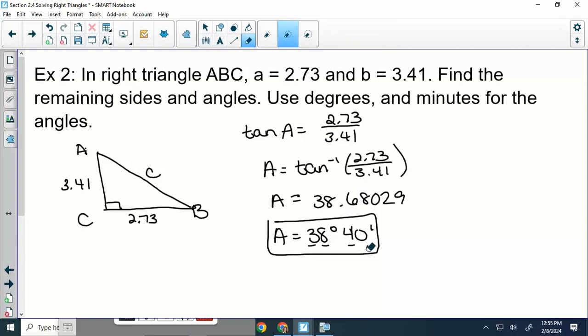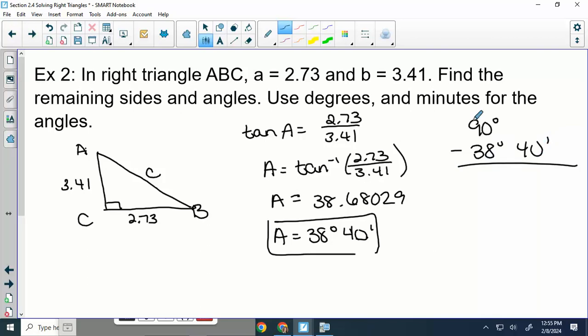Okay, so tell me 2 different ways I could get angle B. Subtraction. Okay, I could do tangent from angle B and do the same thing, or we could subtract. Do you guys have a preference? Subtraction's easy. Okay. So we just need to do 90 minus the 38 degrees, 40 minutes. So this would be 89 degrees, 60 minutes. So 89 minus 38. 51. So would it?